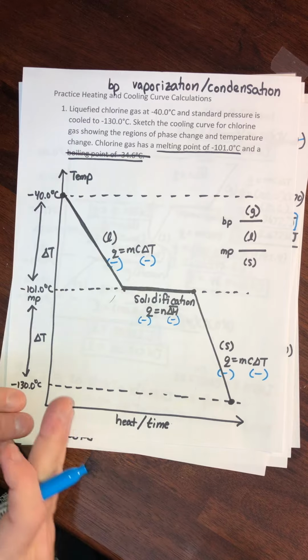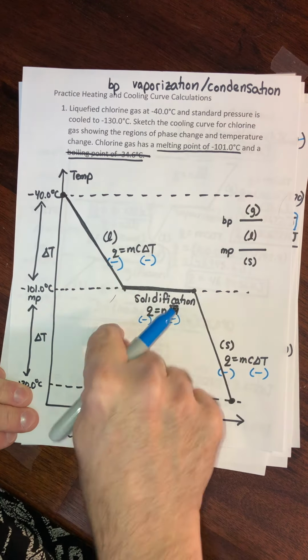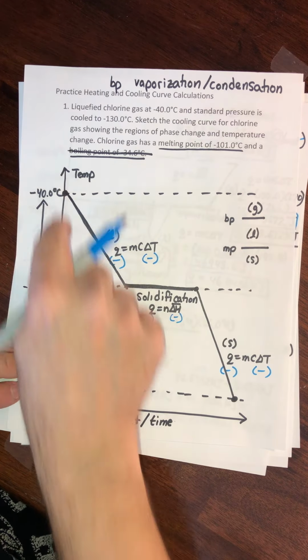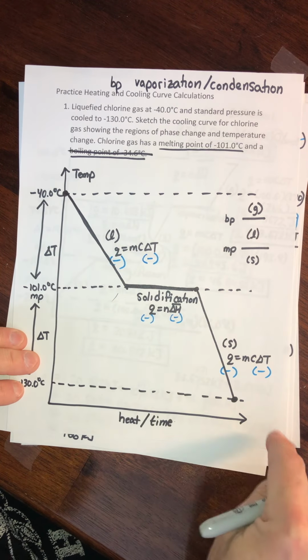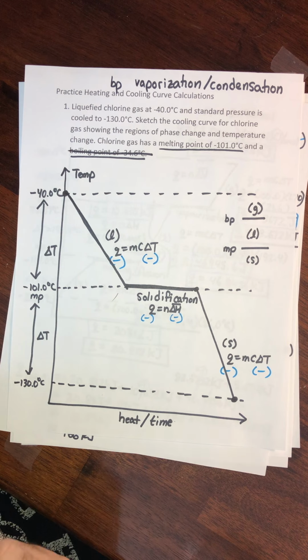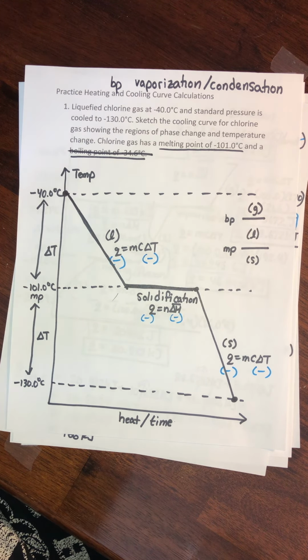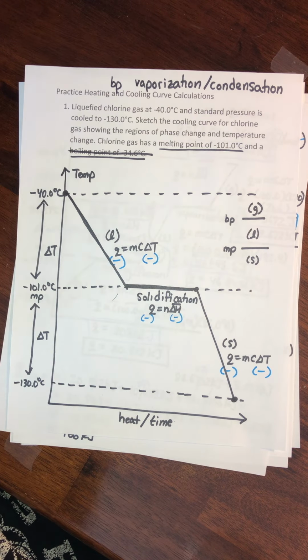In these problems, if it's a heating curve, every single heat will be positive. If it's a cooling curve, every single heat will be negative. In these problems, you'll never have a mixture. There will never be a spot where you have both positive heats and negative heats. They're either all positives or they're all negatives.